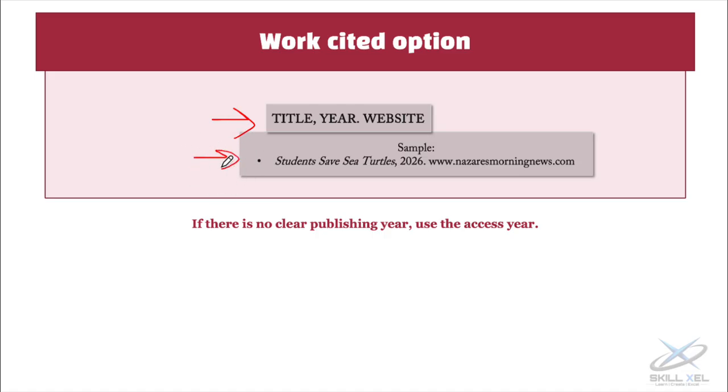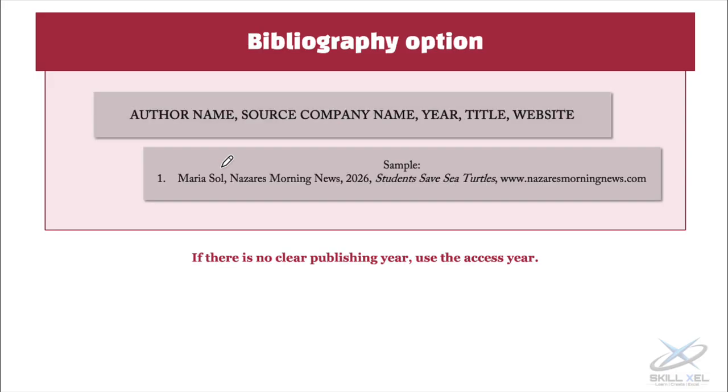So it should look like this on the paper. It can be bulleted, it can be numbered, it can just be listed without any numbers or anything like that. For works cited, they're not really formal. The bibliography option, however, is a lot more formal. You'll use this on bigger research papers, especially when you're working in universities where formal education calls for more legitimacy. You will have author's name, source name, company name, year, title, and website.